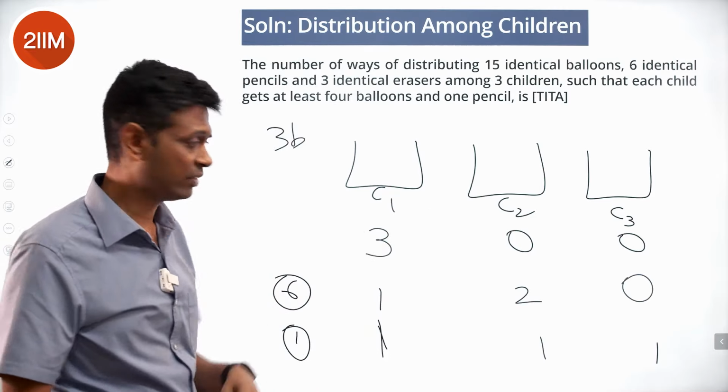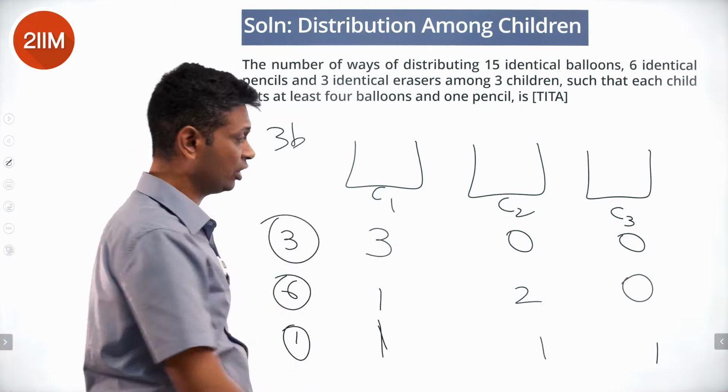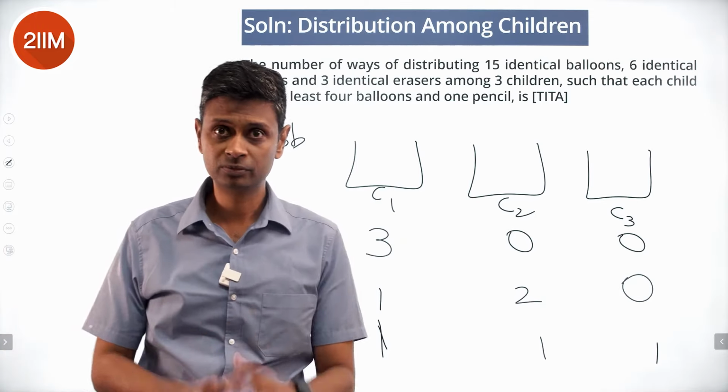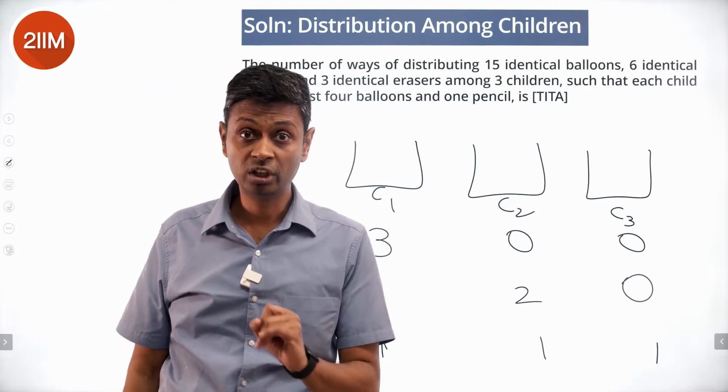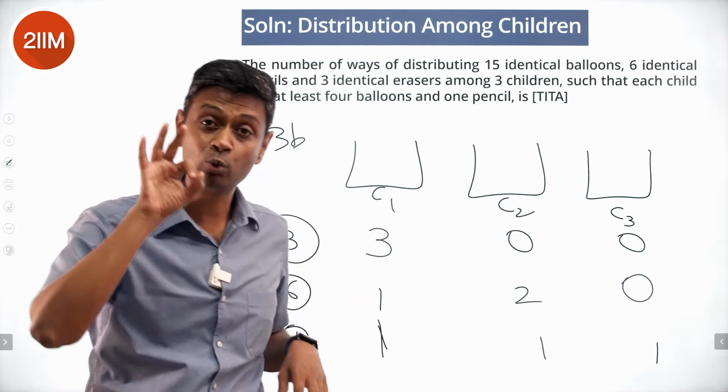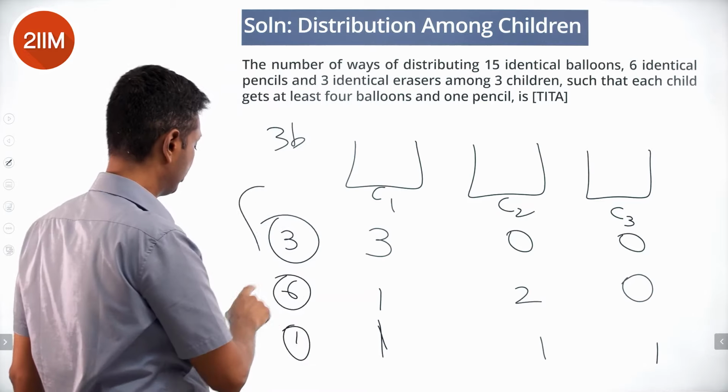3, 0, 0 can be done in three ways: 3, 0, 0, 0, 3, 0, 0, 0, 3. Now we found out the number of ways in which we can distribute the three balloons. That can be done in 10 ways.